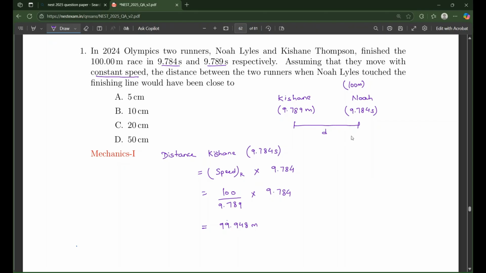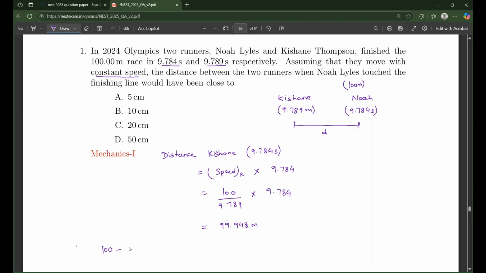So now we have to find the distance between these two. So at this time, at 9.784 seconds, the other runner covered the complete 100 meters, but Kishane covered 99.948 meters. So the difference between the distance covered at this time is equal to the distance between these two persons.